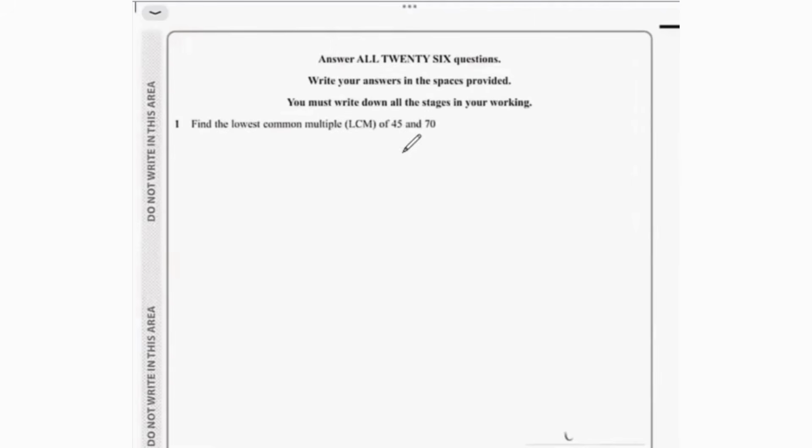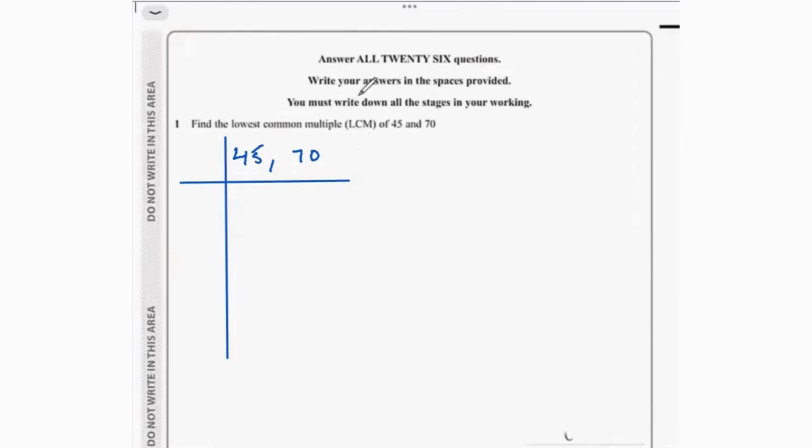Find the lowest common multiple of 45 and 70. For the lowest common multiple, there are two ways of solving this. Either we can use the division method. So we have 45 and 70. What we do is we start dividing 45 and 70 by numbers. It can be by a common number if possible. If not, then by separate numbers.